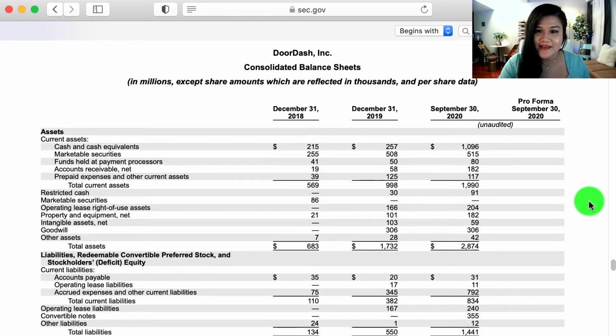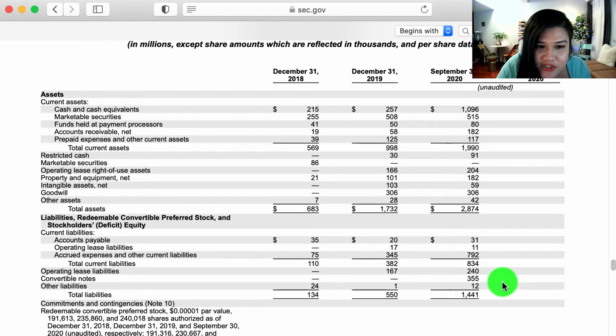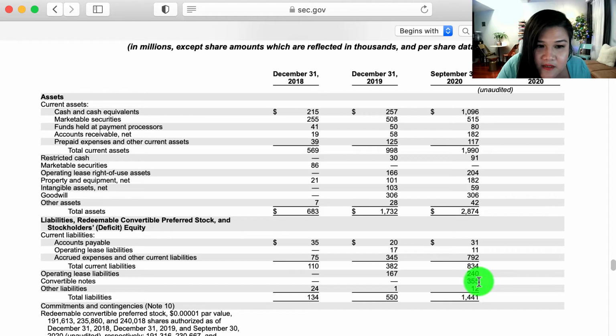Like I said, I thought I was going crazy when I was looking at the financial statements because Doordash's financial statements are very similar to Airbnb's. If you move further down to the liabilities section, you see this? Convertible notes. That's debt. They didn't have it toward the end of 2019. So right before the company went public, they issued debt of $355 million. That contributed to part of that cash balance.